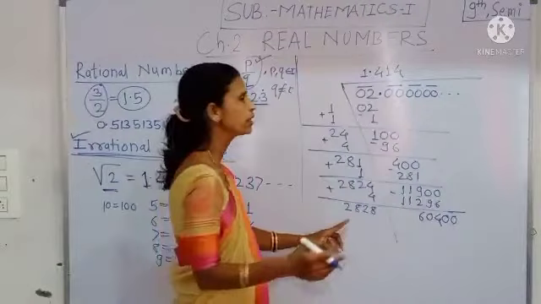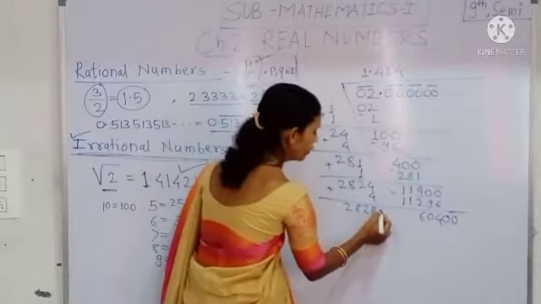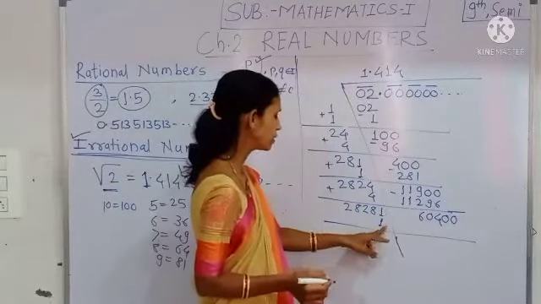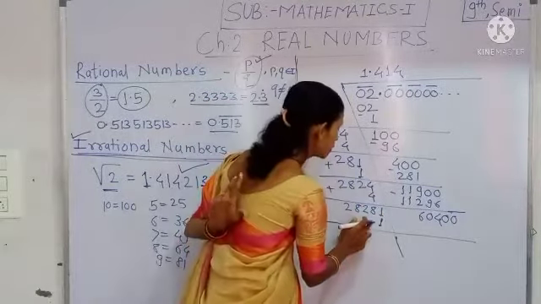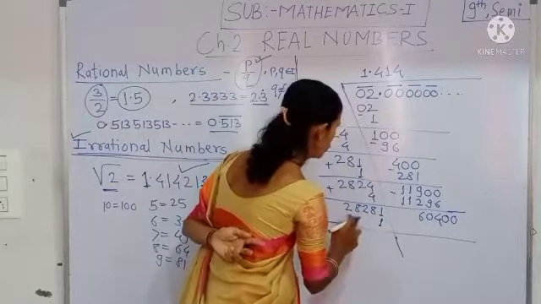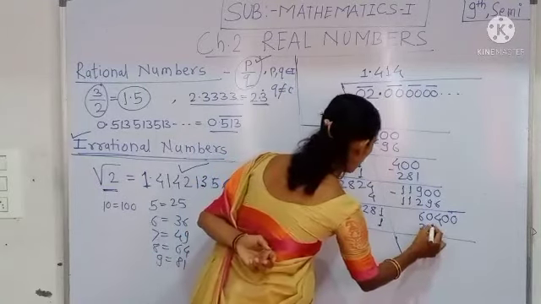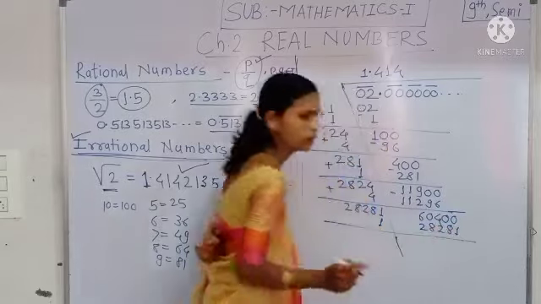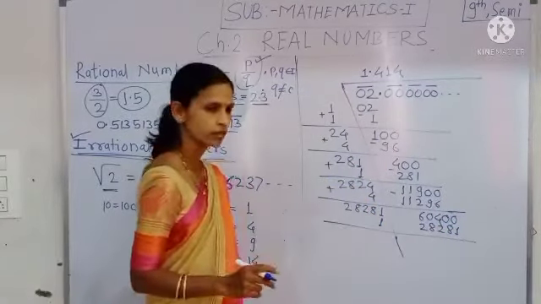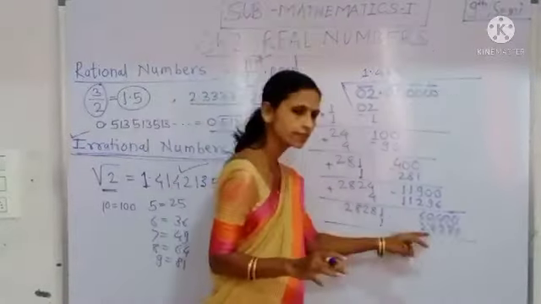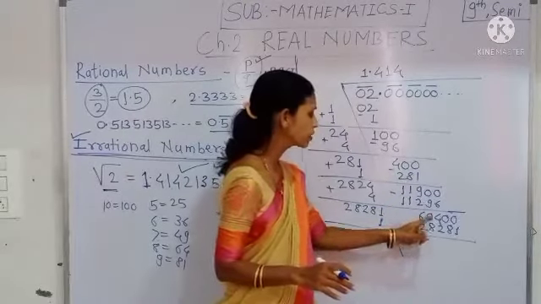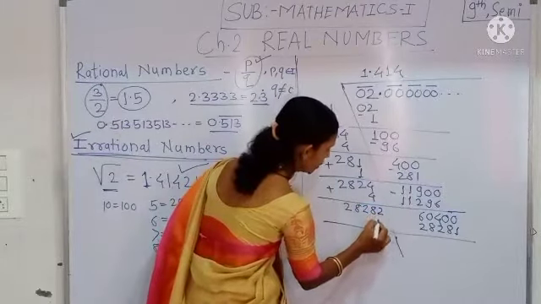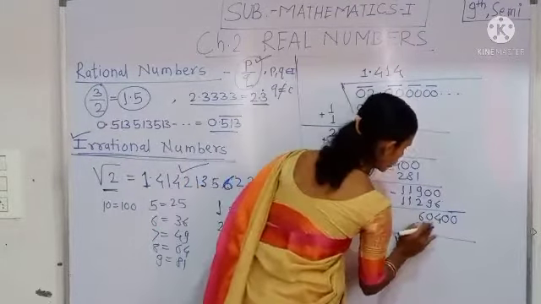Then see here, after that 4, if we put the digit 1 here, then we get the value 28,281 here. But see here, which is much less than that 60,400. Therefore, we have to put the value 2 here, and then we have to calculate here.